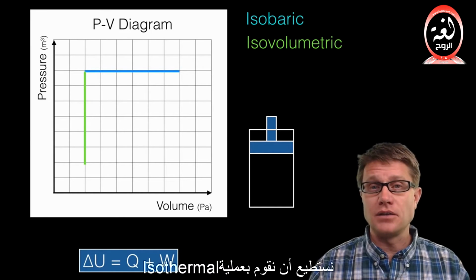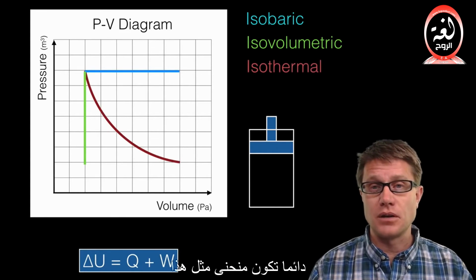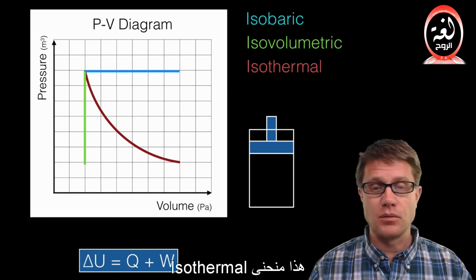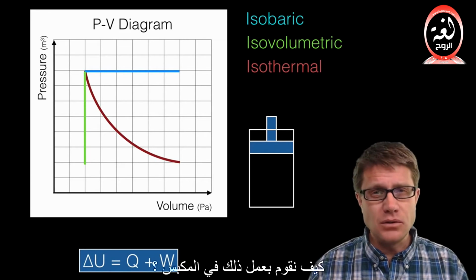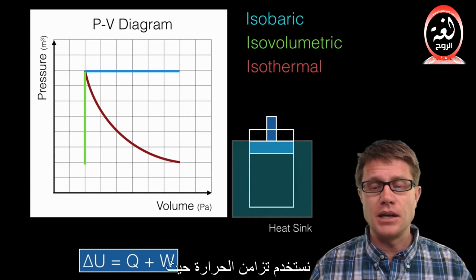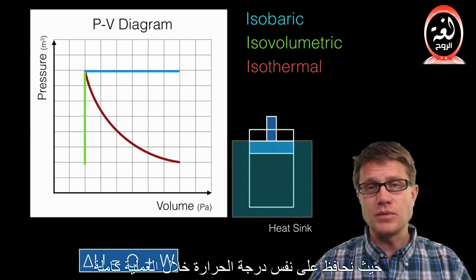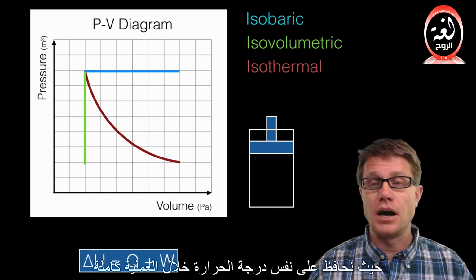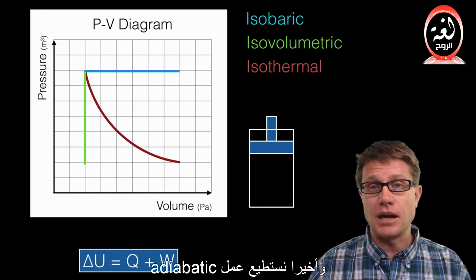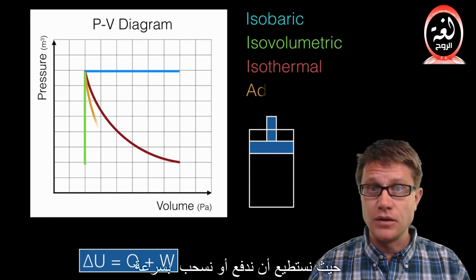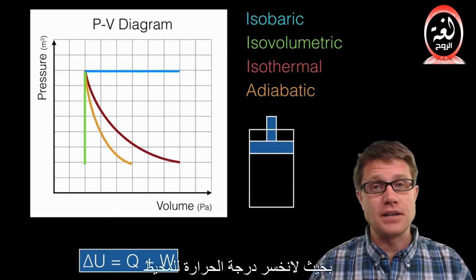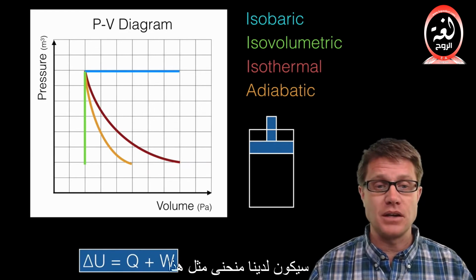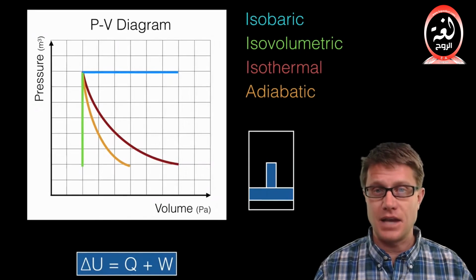We could also have isothermal. Isothermal is always going to look like a curve like this. This would be an isothermal curve. And so how do we do that with a piston? Well, we'll use something like a heat sink where we can keep the same temperature throughout that whole process. And then finally we could do adiabatic. That's where we either pull it out or move it in really, really quickly and so fast that we can't lose temperature to the surroundings, and you're going to get a curve that looks something like that.